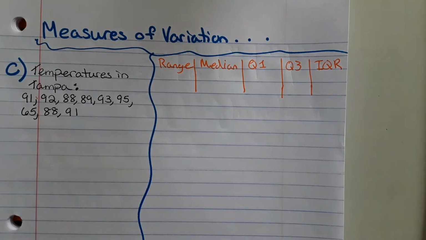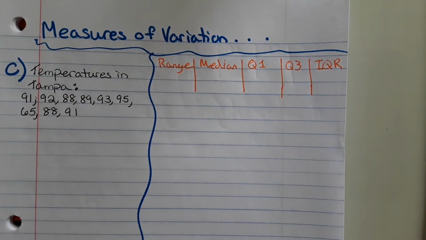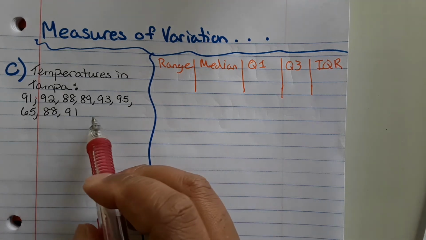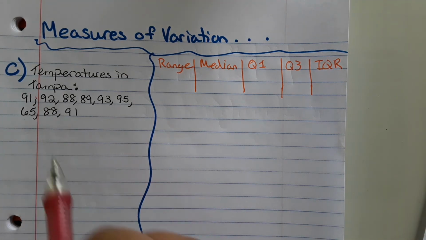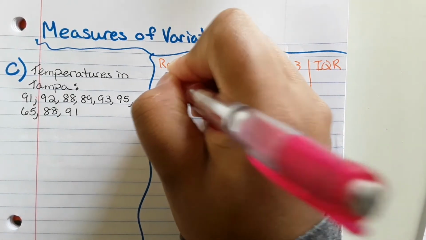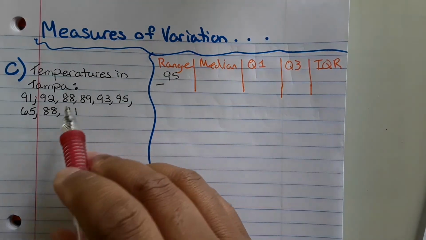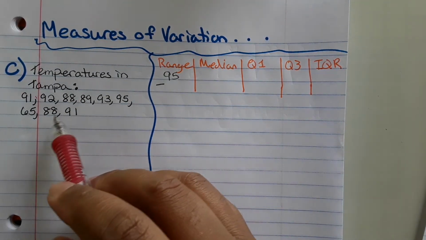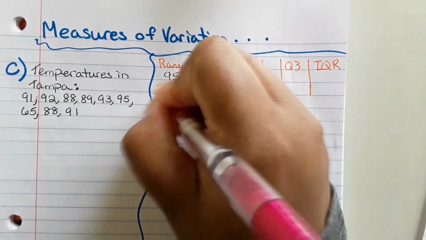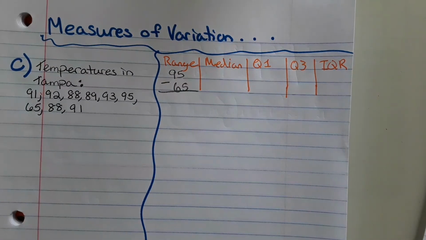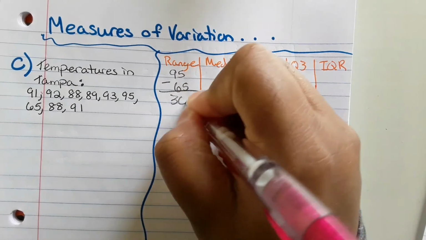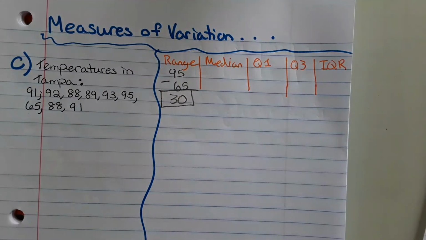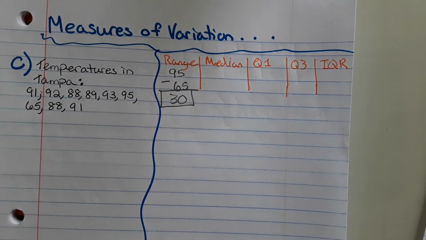All right, so range, that is our largest number. We're going to subtract the smallest number from it. So my largest number here was 95. And my smallest number was 65. So I find that difference. It's 30. So my range between my smallest and the largest number would have been 30.